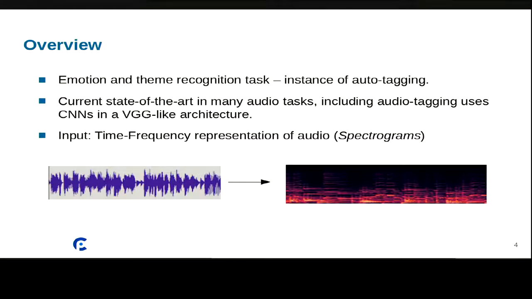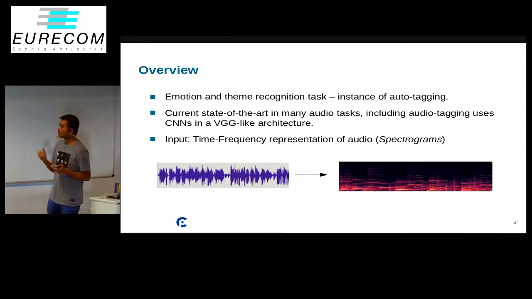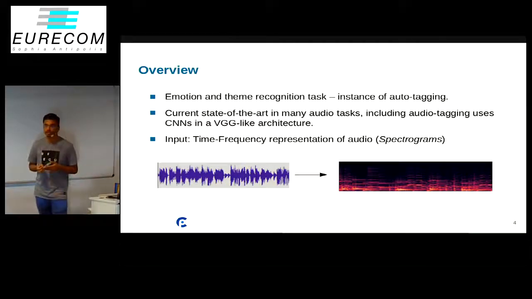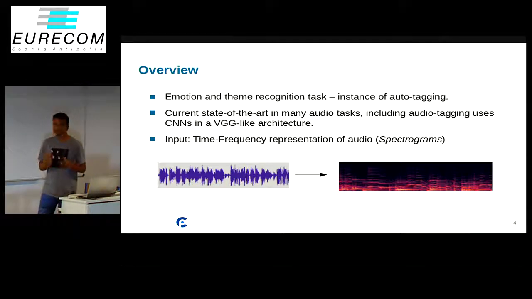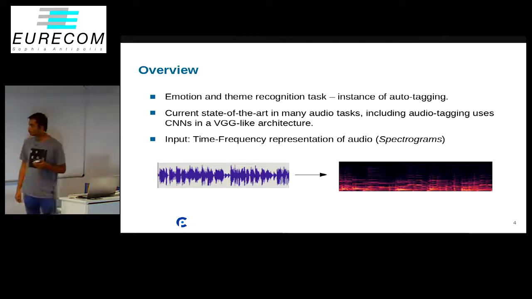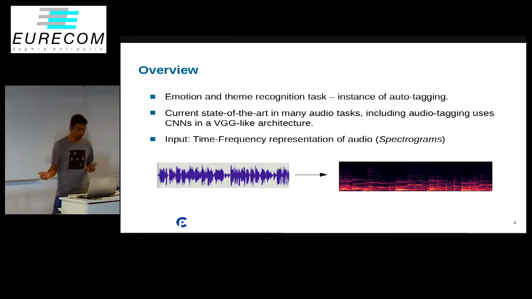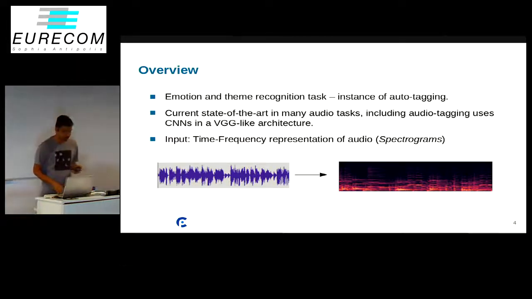So I'll quickly go over the overview. As we know, the task is an instance of auto-tagging, and the current state of the art in many audio tasks use CNNs in a VGG-like architecture, which is also our baseline. And we use input as spectrograms, which is the frequency-time representation of audio.